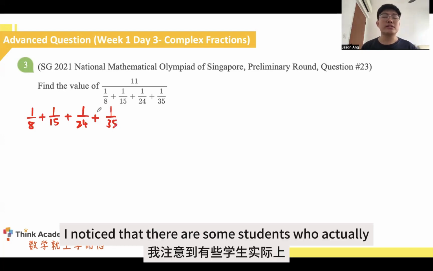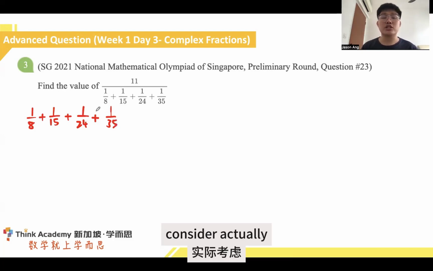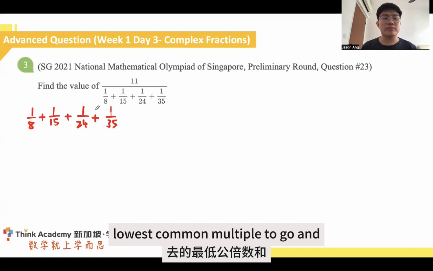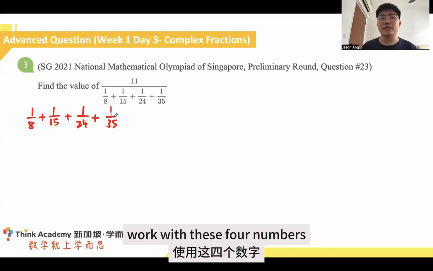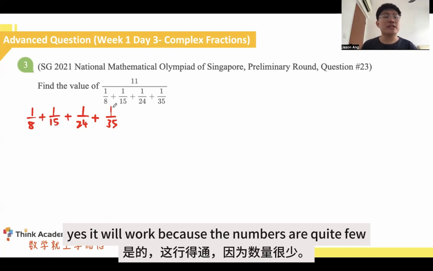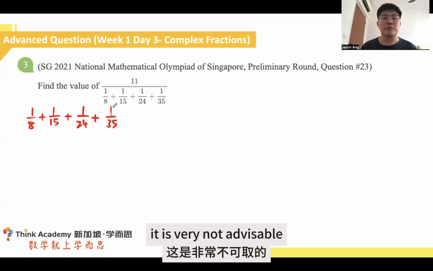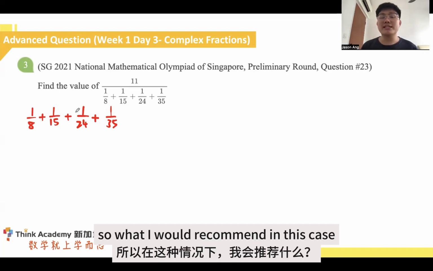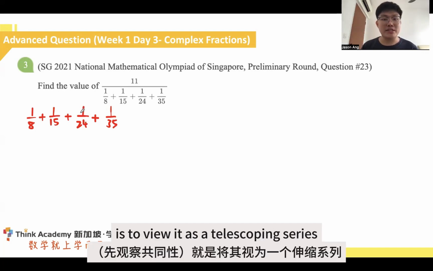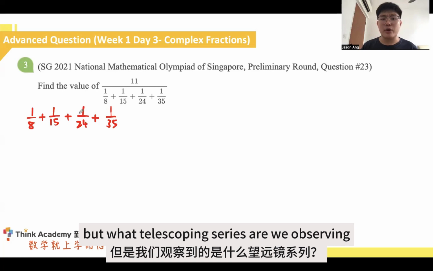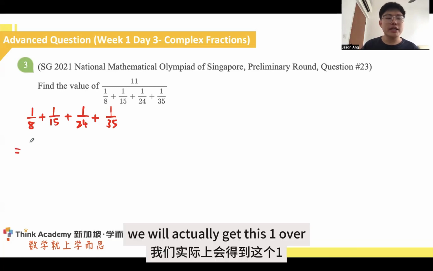I noticed that there are some students who consider using the lowest common multiple to work with these 4 numbers. Yes, it will work because the numbers are quite few. However, when the numbers get much larger, it is not advisable. So what I would recommend in this case is to view it as a telescoping series. But what telescoping series are we observing? We will actually get this.